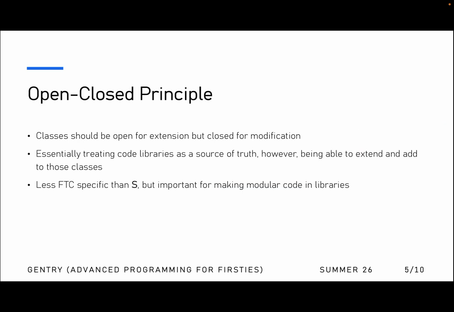The open-closed principle defines that classes should be open for extension, but closed for modification, essentially treating code libraries as a source of truth, however being able to extend and add to those classes. For this, there's not many examples for robotics, but it's important for making modular code in libraries, which we might be doing.